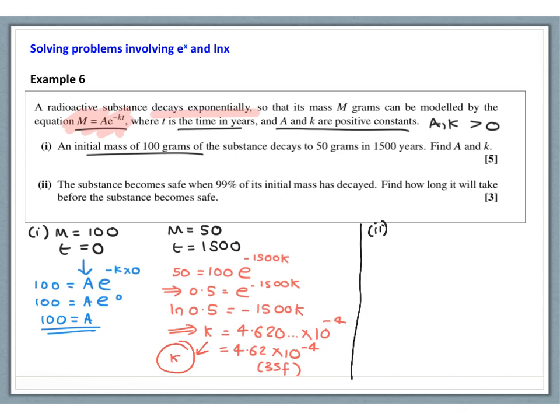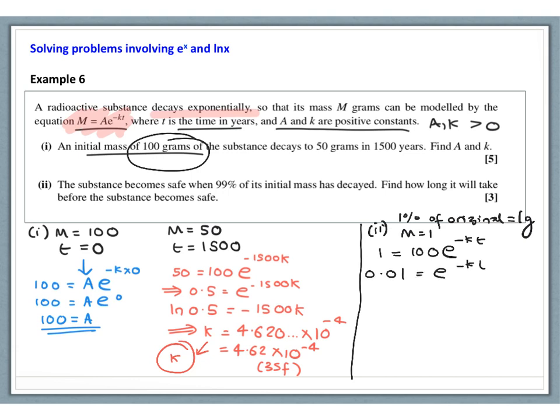The substance becomes safe when 99% of its initial mass has decayed. That means that the mass left must be 1% of the original, which is equal to 1 gram, because the original mass was 100 grams. So m equals 1. So let's substitute that into the equation for the exponential decay. So 1 is equal to a, which is 100, multiplied by e to the negative k, which of course we now know, t. Simplify this, so 0.01 equals e to the negative kt, and ln of 0.01 equals negative kt, and then divide by negative k to get our value of t.